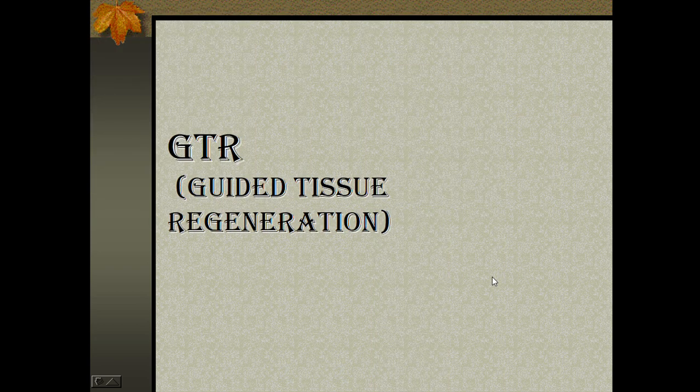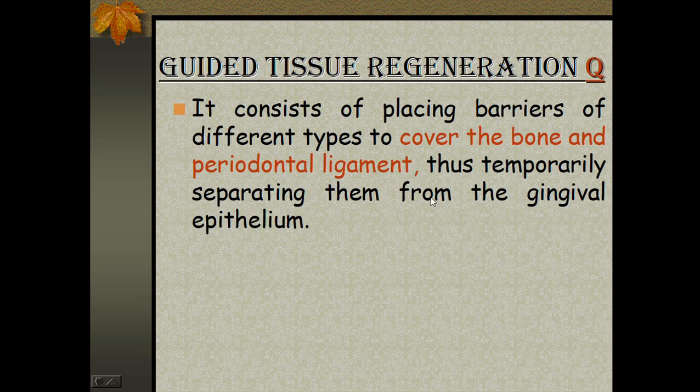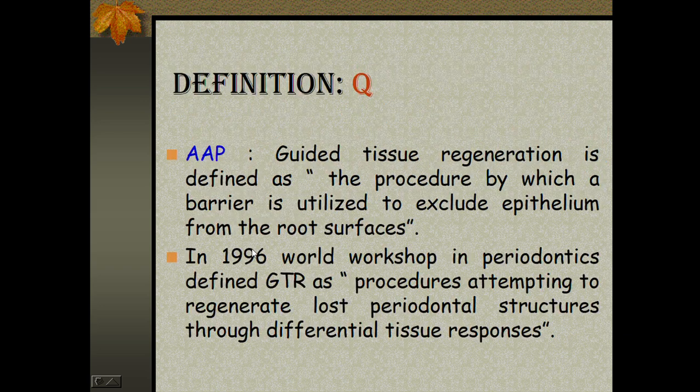Next is guided tissue regeneration. It consists of placing a barrier of different types to cover the bone and periodontal ligament, thus temporarily separating them from the gingival epithelium. We will be putting a barrier to separate the bone and periodontal ligament from the gingival epithelium.